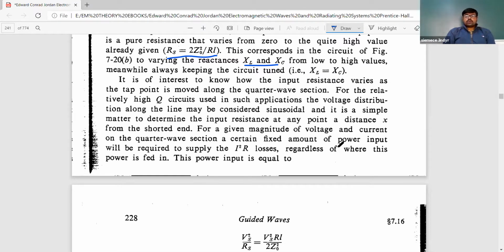It is of interest to know how the input resistance varies as the tap point is moved along the quarter wave section. So we will see how the resistance changes along the quarter wave line. For the relatively high Q circuits used in such applications, the voltage distribution along the line may be considered sinusoidal, and it is a simple matter to determine the input resistance at any point a distance x from the shorted end. From the shorted end, we are finding the different points. We have seen the effect of Q and the different parameters we are getting.